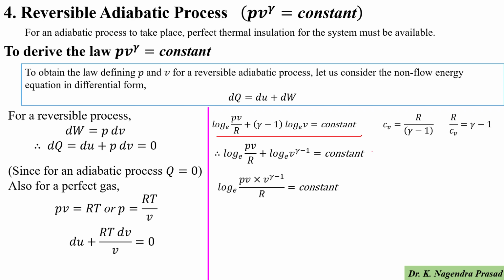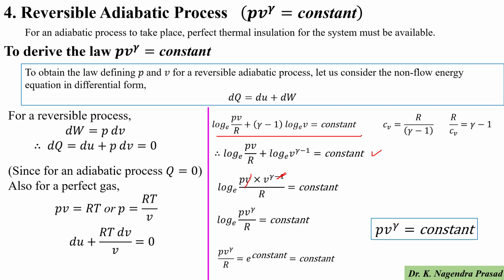So this equation can be rewritten as log base e of PV times V to the power gamma minus 1, divided by capital R, equal to the constant. Here V and V to the power minus 1 cancel. Then log base e of PV power gamma divided by R equals the constant, and PV power gamma divided by R equals e to the power constant, which is a constant. Then we can state that PV power gamma equals the constant.